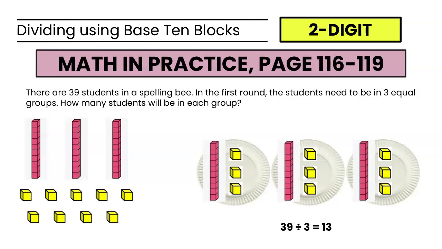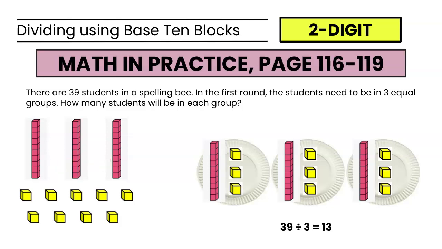We'll see that the Math in Practice will start with this particular problem where students will be breaking up 39 students into 3 equal groups. And so if you have students start with 3 10s and 9 1s in base 10 blocks, they need to be able to separate those into 3 equal groups. And so what they'll see is that each group is going to get one of the 3 10s.